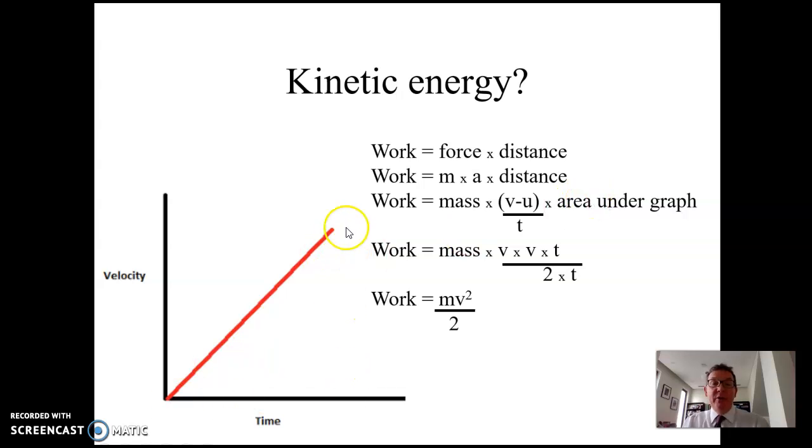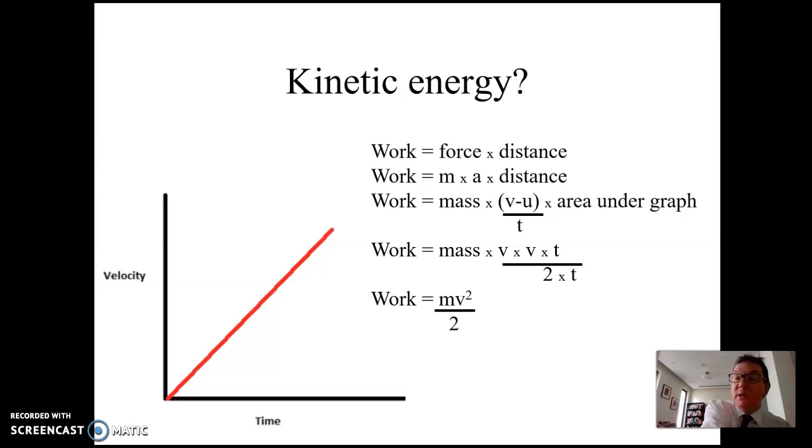Now, the area of this graph, this is a triangle, is going to be the base, which is the time, times the height, which is the velocity. So it's going to be v times t divided by 2. So we end up with this expression. Well, of course, v times v is v squared. Mass, m is mass there. We've got a t on the top and a t on the bottom, so they're going to cancel. We're going to end up with this 2 on the bottom. So we end up with a little formula here saying the work we've done is mv squared over 2. Mass times the velocity squared, only the velocity squared, divided by 2.